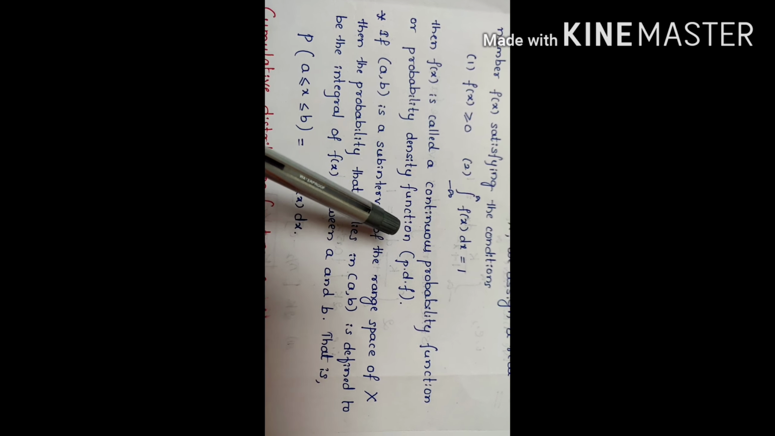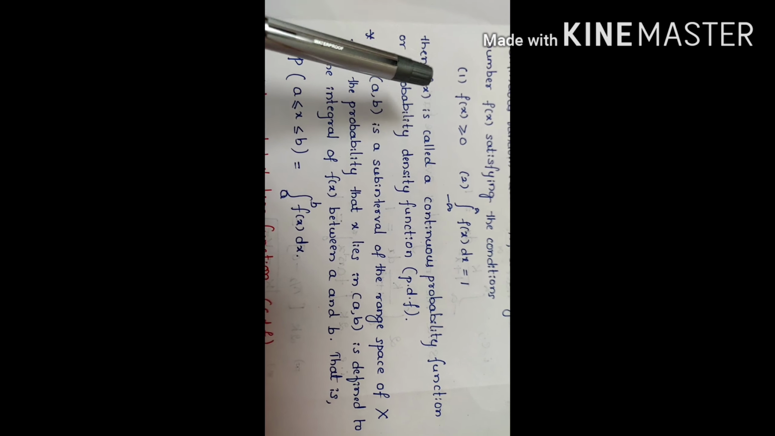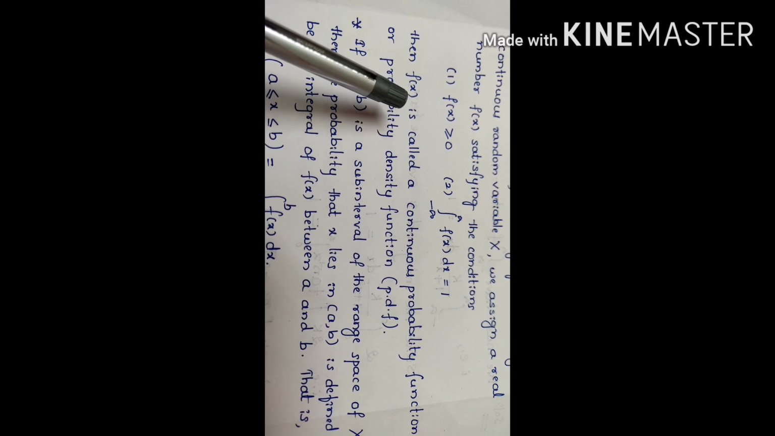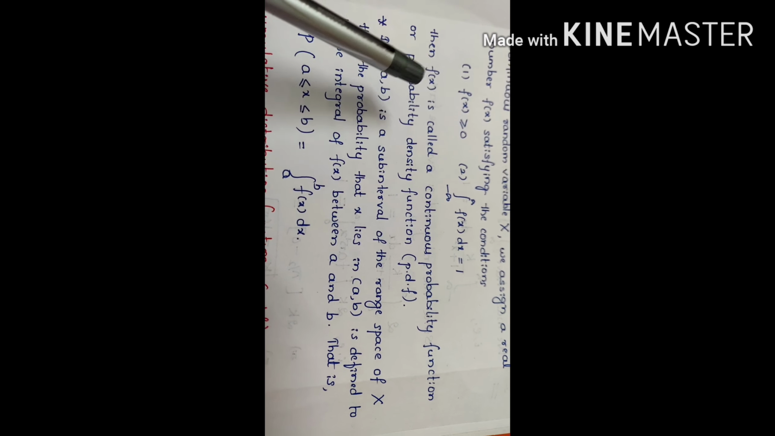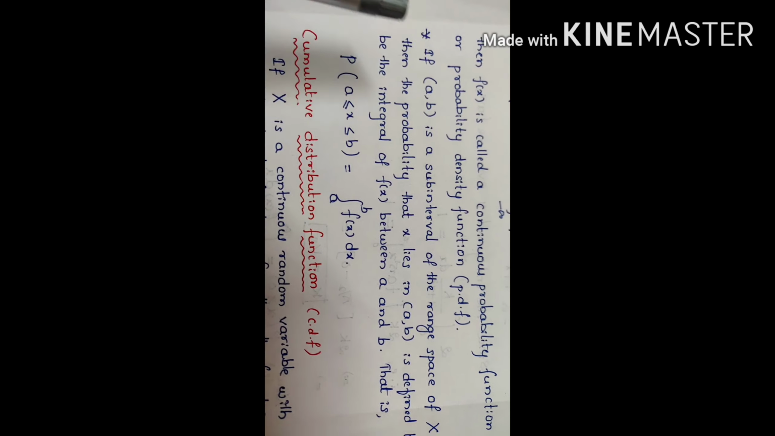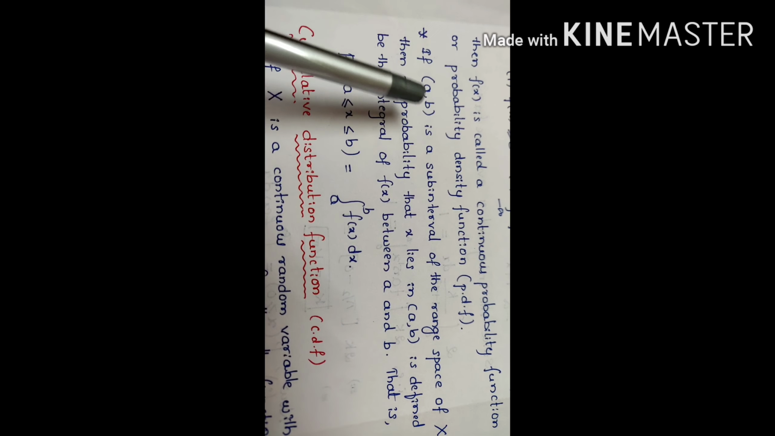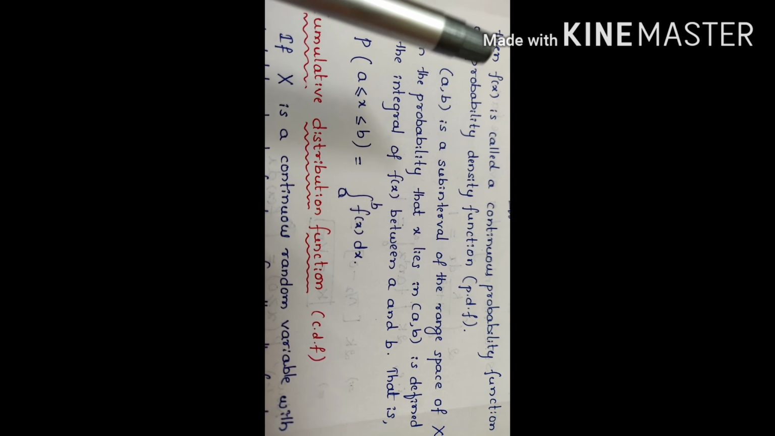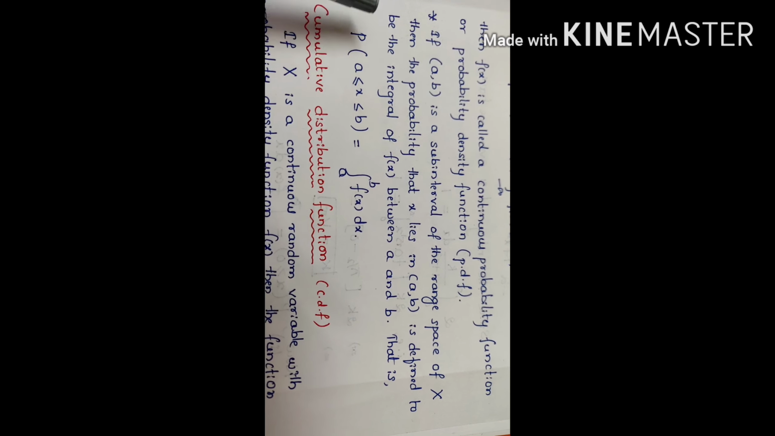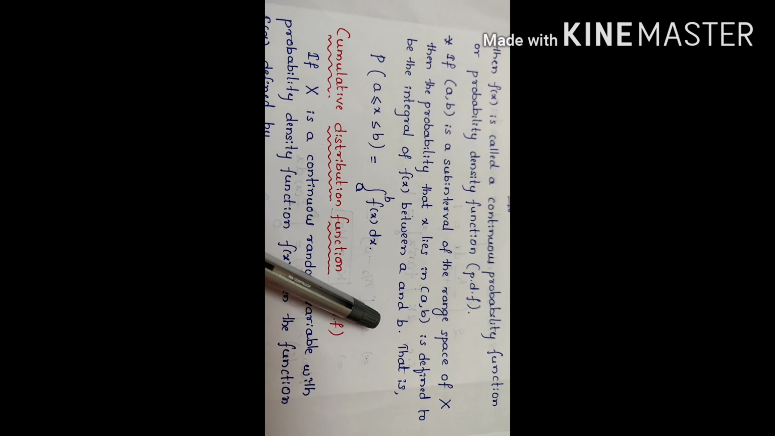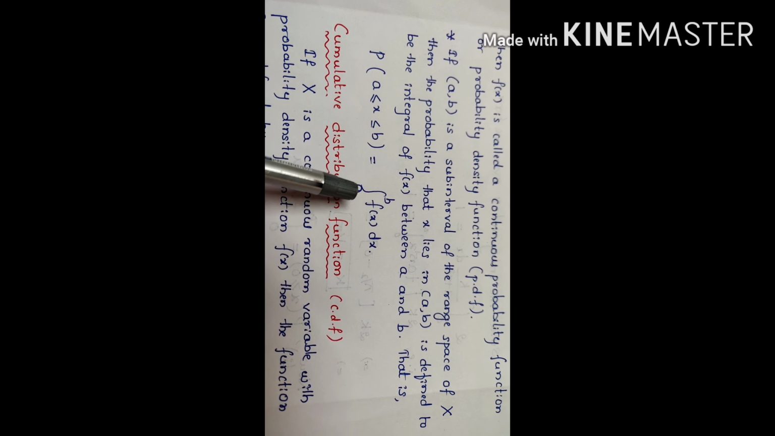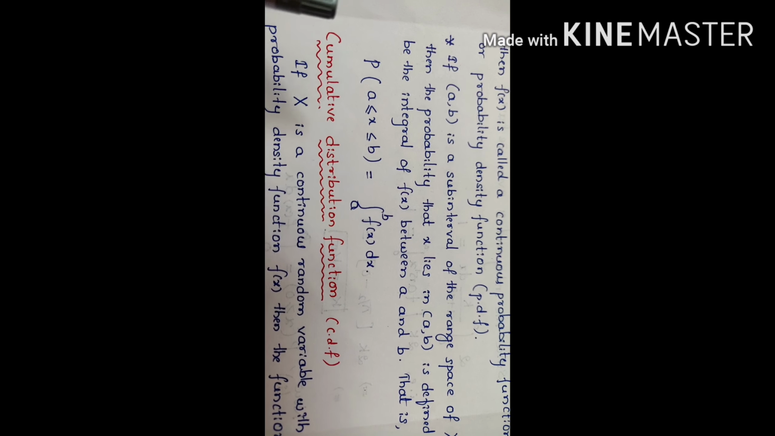Whenever you are given a function called PDF, it automatically means that f of x satisfies these two conditions: the function should be greater than or equal to 0, and the integration over the limits minus infinity to plus infinity is always 1. And next, if the limits are in a particular interval, suppose AB is a subinterval of the range space of X, then the probability that X lies in the interval AB is defined to be the integral of f of x between a and b. That is, probability of X which lies between a and b is given by the integral of f of x between the limits a and b.